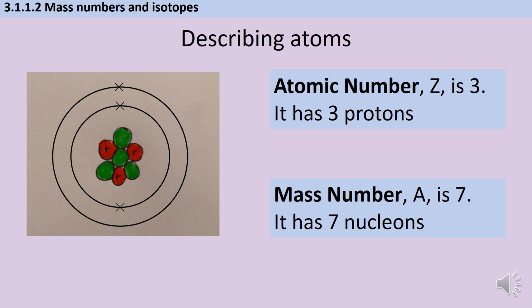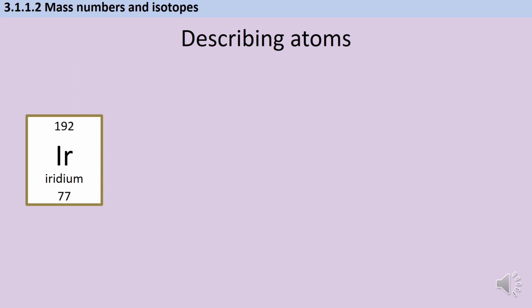Try not to get confused between mass number, which is for a particular atom like this one, and therefore has to be a whole number, and relative atomic mass, which is the sort of weighted abundance of different types of an atom, and refers to a whole sample, and therefore can be a non-integer. Let's look at another example.